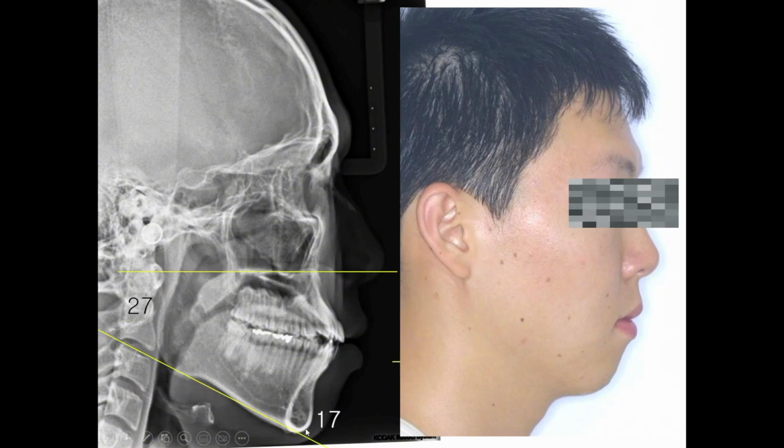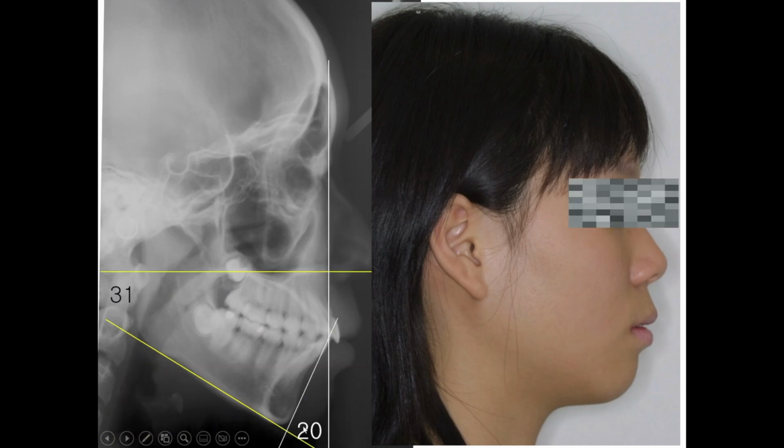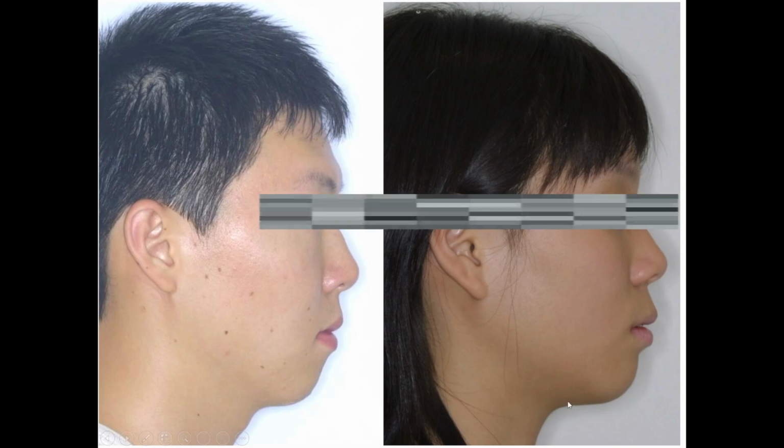The chin angle is a little larger, but this patient's chin angle is more bigger than before, but look at this, it is more good bone structure. The difference between the two patients is the chin angle; this patient is a little larger. Okay, let's go back.